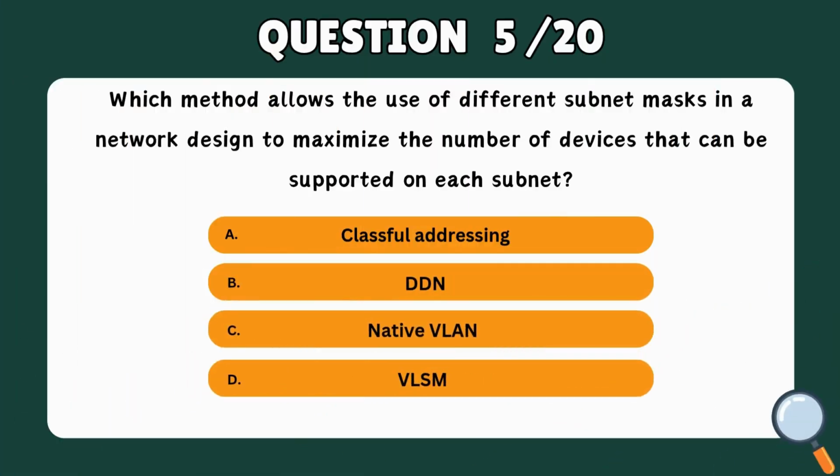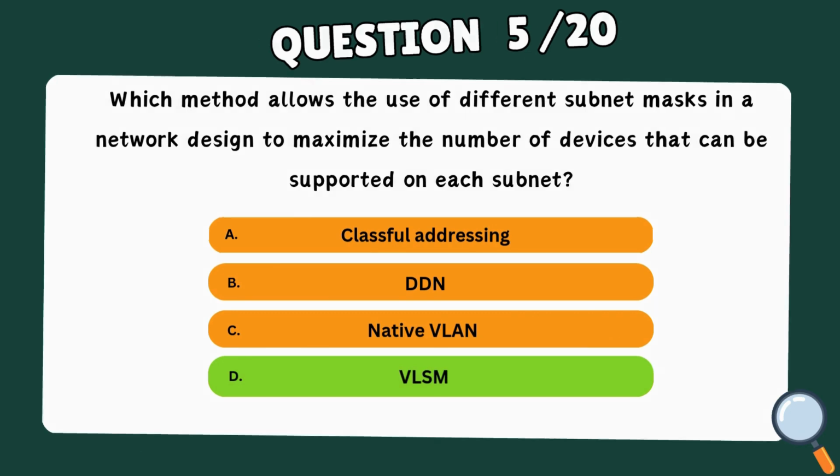Question 5. Which method allows the use of different subnet masks in a network design to maximize the number of devices that can be supported on each subnet? A. Classful addressing, B. DDN, C. Native VLAN, D. VLSM. Correct answer D. VLSM.